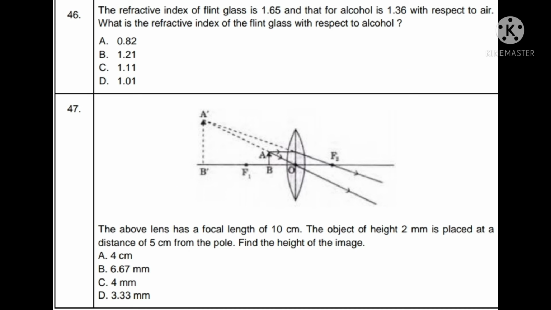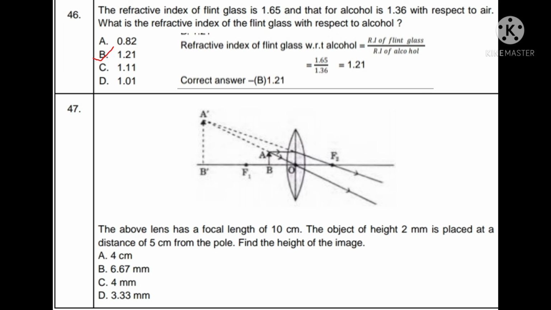Question number 46. The refractive index of flint glass is 1.65 and that for alcohol is 1.36 with respect to air. What is the refractive index of the flint glass with respect to alcohol? Answer is option B, 1.21.